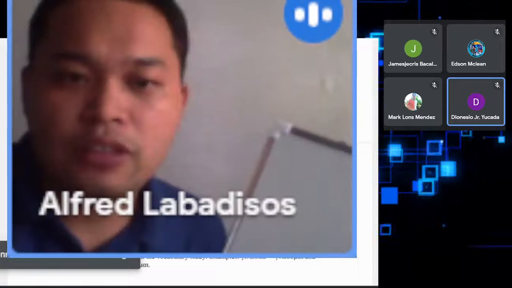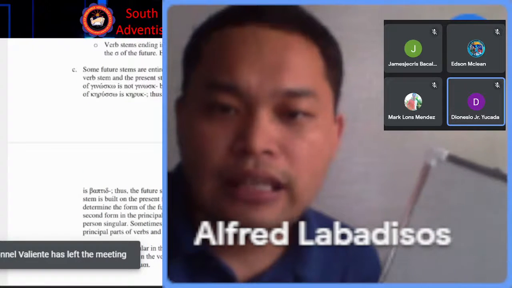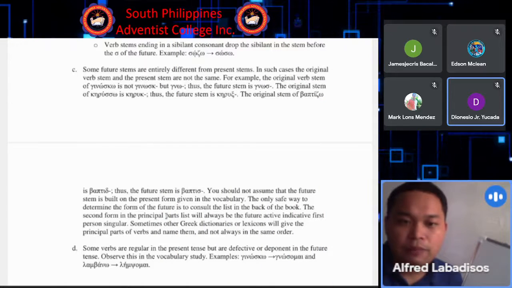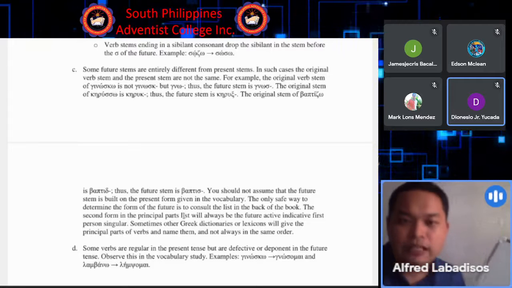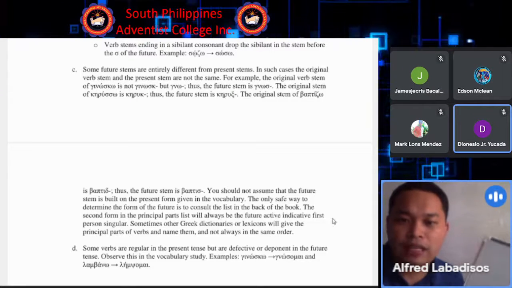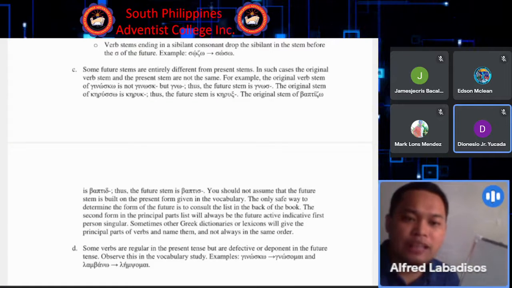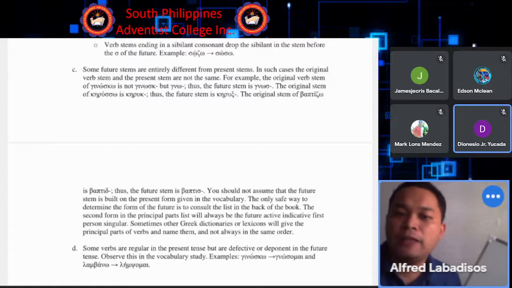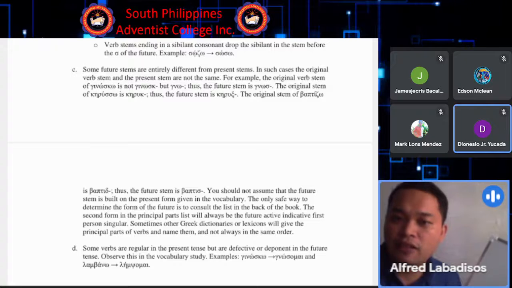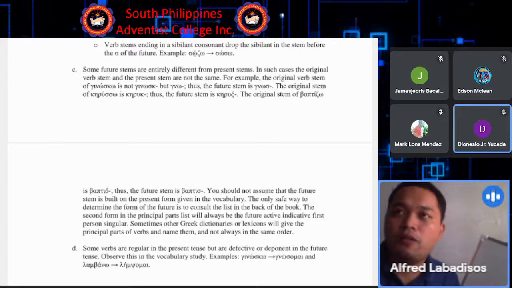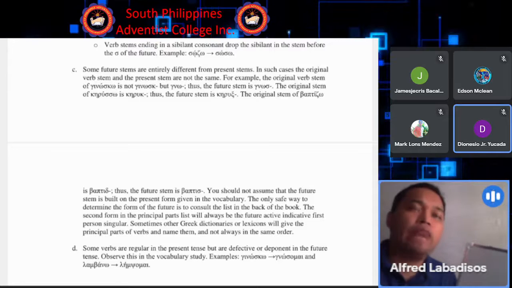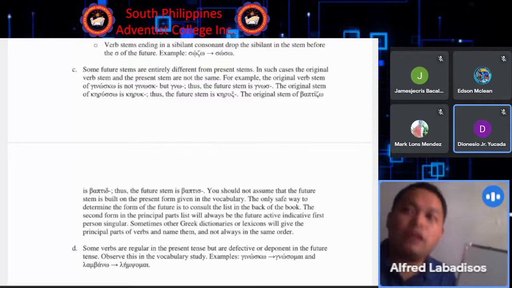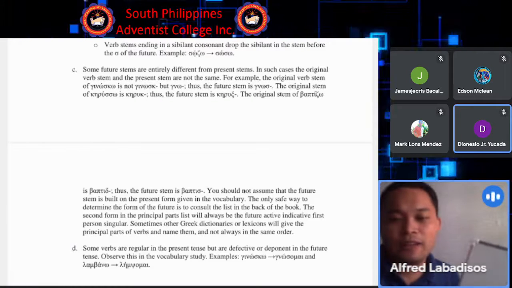The only safe way to determine the form of the future is to consult the list at the back of the book. No, the second form in the principal list will always be the future active indicative first person singular. By the way, did I send to you the list of vocabularies? No. Aside from the vocabularies in the lessons, actually I have a list also of the vocabularies, and also I have there the list of the forms of a verb in all tenses, no, in all tenses.